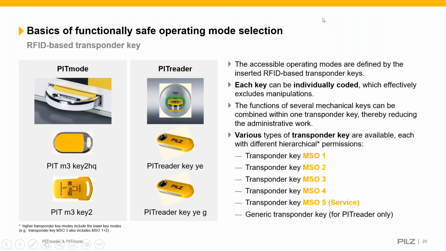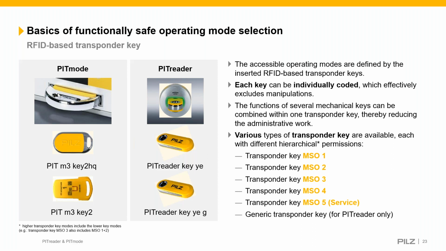So the RFID-based transponder key: the accessible operating modes are defined by the inserted RFID-based transponder keys. Each key can be individually coded, which effectively excludes manipulation. The functions of several mechanical keys can be combined within one transponder key, thereby reducing the administrative work. Because if you've got access to a group of machines or many groups of machines, the one key will work for all. You don't need one for each.